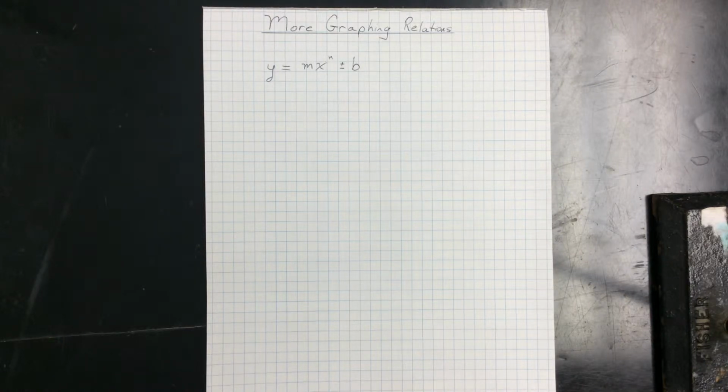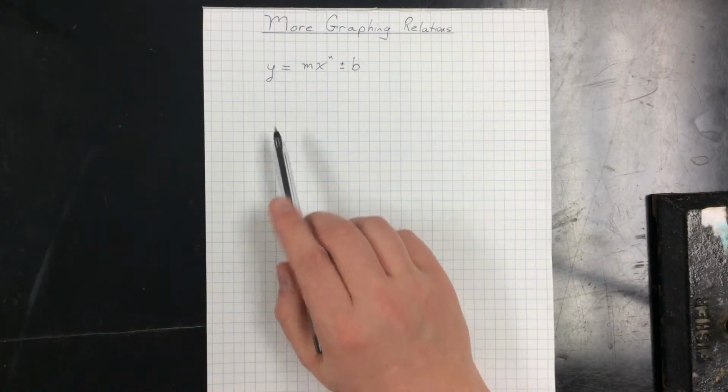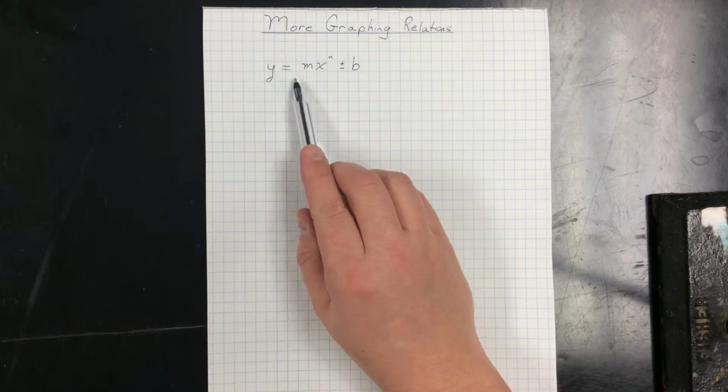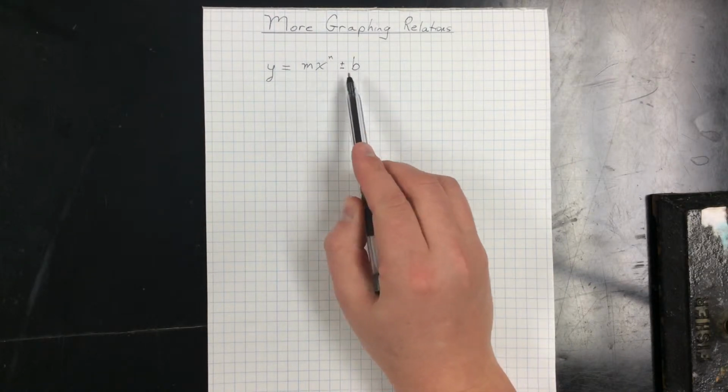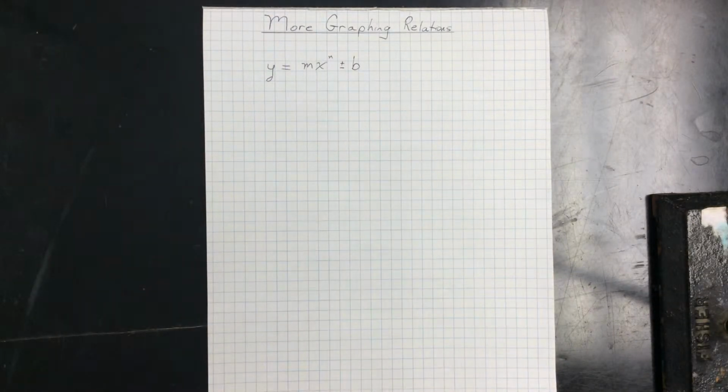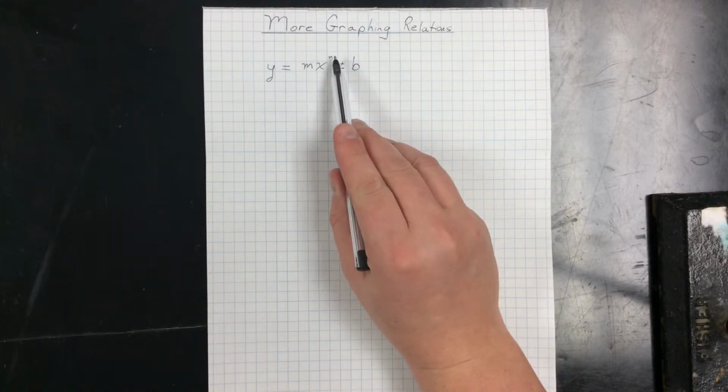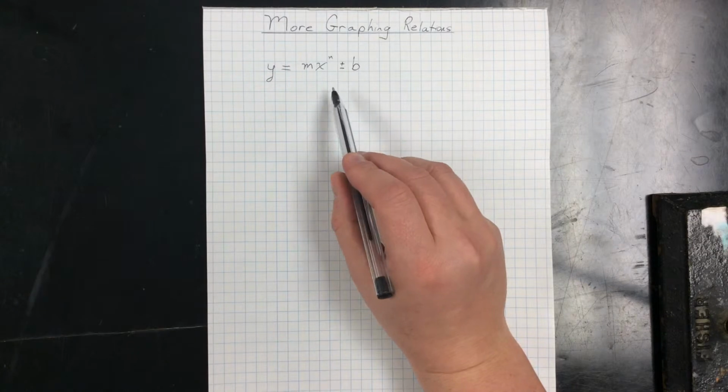Today we're going to be doing more graphing of relations. This lesson is set up as an exploration where you're going to be exploring this format. We have y is equal to mx to the n plus or minus b. So you're going to be determining what effect the m, the n, and the b have on the graph.